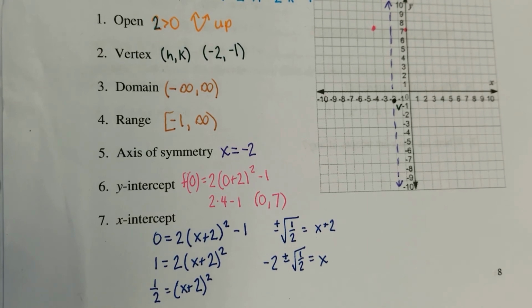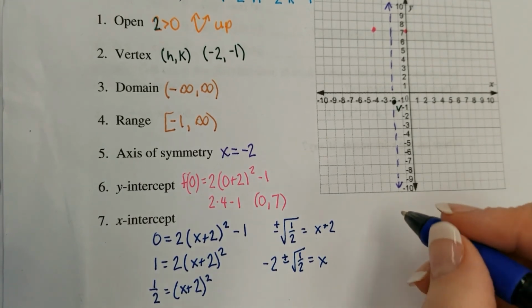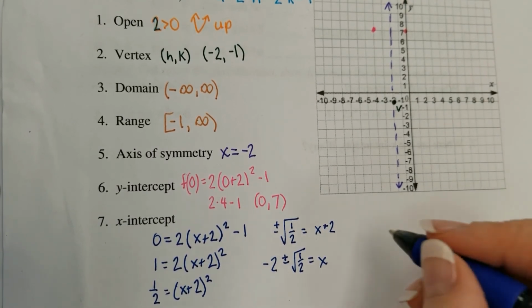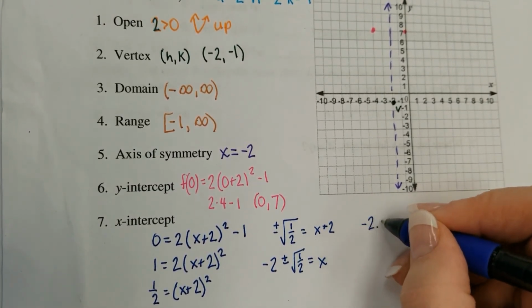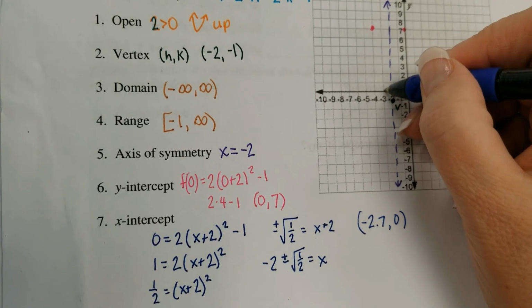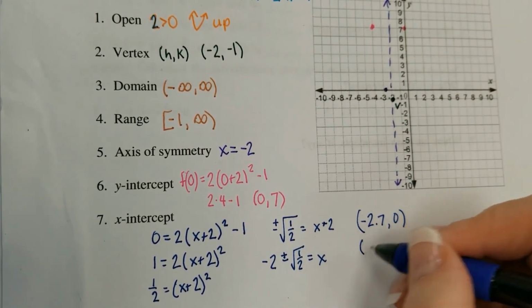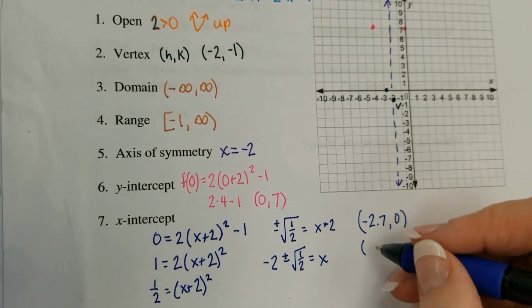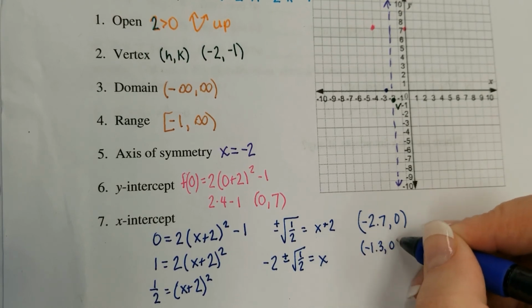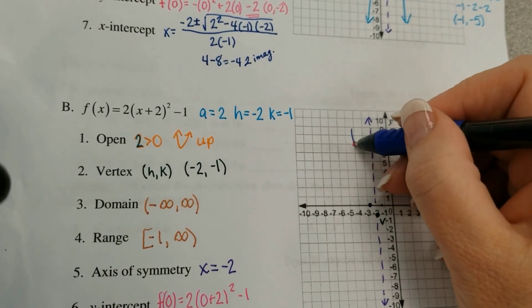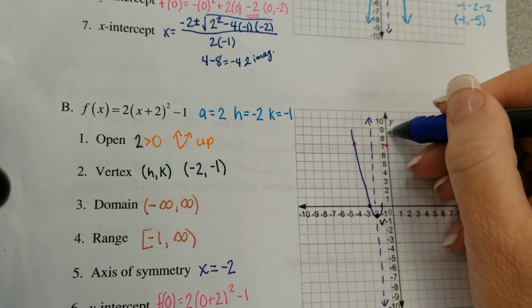Well, I want to know what those are, so I'm going to use a calculator and put those into decimal approximations. So negative 2 minus the square root of 1/2 is going to be negative 2.7. Remember, that's going to be a point. So negative 2.7 is about there. The other one should be a mirror of this, and when we do negative 2 plus the square root of 1/2, we're going to get negative 1.30. So we'll graph that as well. So let's take this and connect our points to create our graph of the parabola.